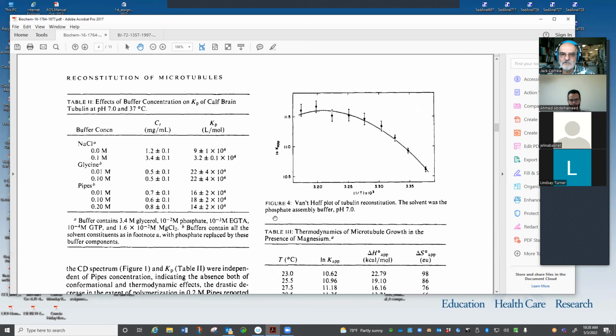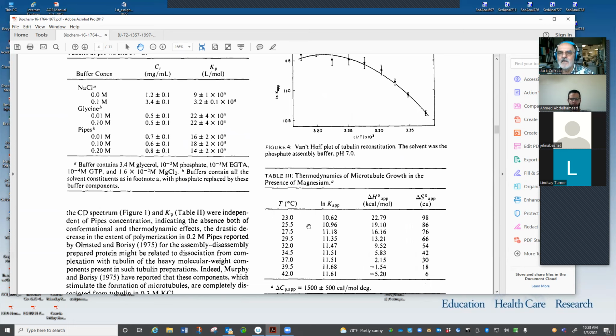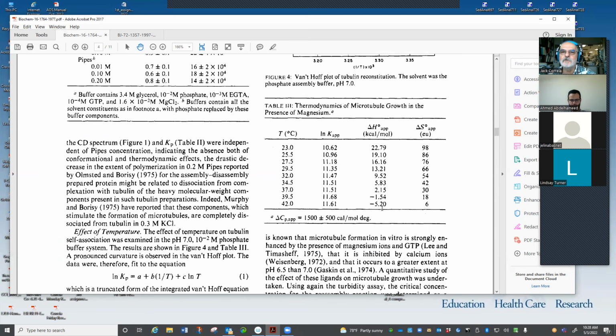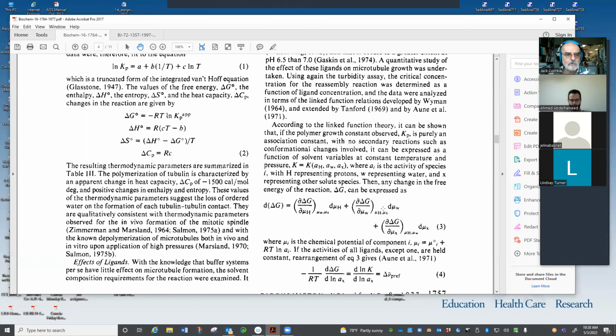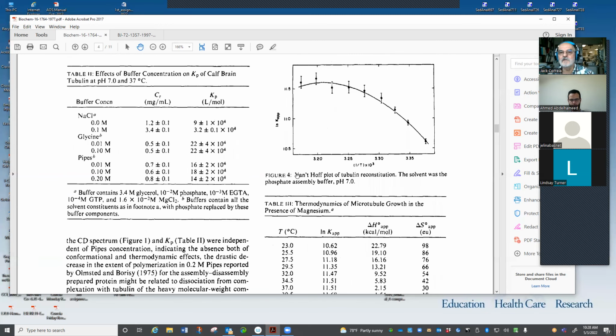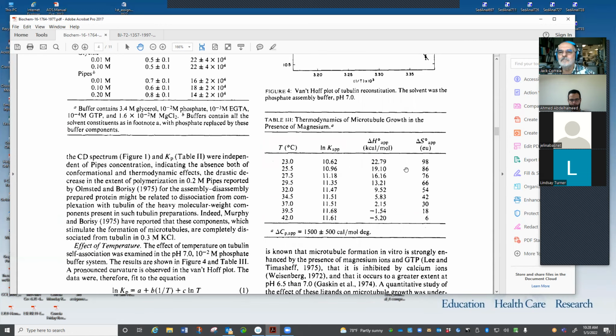And these are typical data. This one was done in phosphate at pH 7 and all those other variables. Here is simply a list of the temperatures, 23 to 42 degrees, the apparent equilibrium constant, and then the resulting enthalpies and entropies, and those must be reported at one temperature. It must be saying somewhere in here what temperature that's reported at. Table 3, where is table 3? Summarized in table 3, it must be saying somewhere in here what the temperature is, but the point is that this is at all temperatures. Okay, so I'm misleading you.